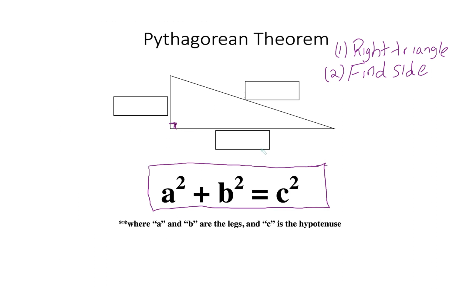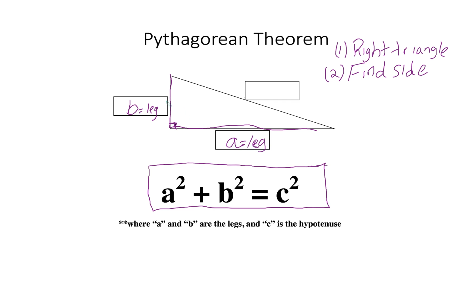Now, when you have your right triangle, you have to know who are A and B and C. A and B are considered your legs of your triangle. So I always tell my students, the legs are what forms your right angle. So notice this is my right angle right here. So the legs form your right angle. So this could be your A and this can be your B. These are your legs.